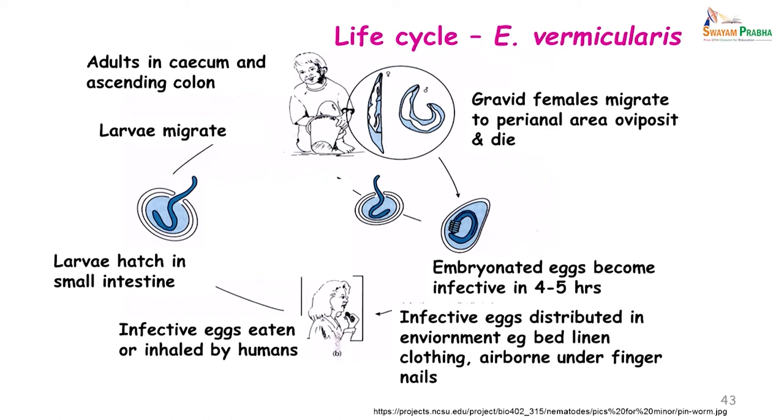Now, I mentioned that there is a second way of infection. One is ingestion or inhalation, and the other is that when the embryonated egg becomes infective, the larva may sometimes hatch near the anus and migrate up the host digestive tract and then go back into the cecum and mature into the adult worm. This is termed autoinfection.